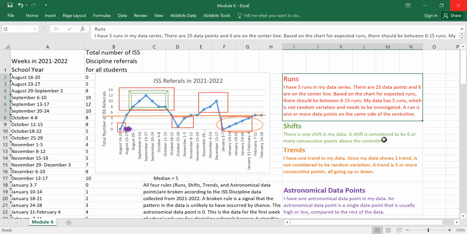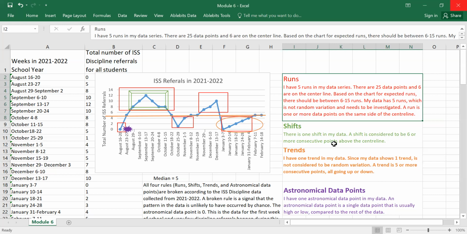So I looked at that chart, and my data only has 5 runs, which is not random variation, and it needs to be investigated. And so a run is defined as one or more data points on the same side of the central line. So as you can tell, I've got 5.